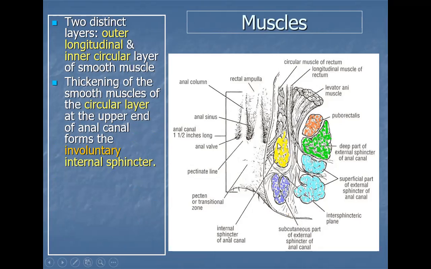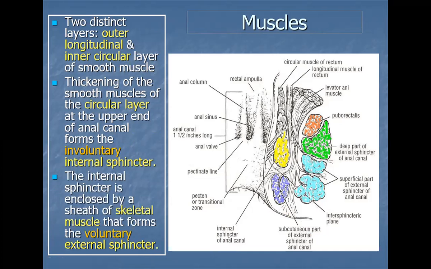So this is the inner circular muscle fiber. The lower part of these inner circular muscle fibers forms a sphincter called the internal anal sphincter, which is involuntary, not under our control. It is supplied by the autonomic nervous system.